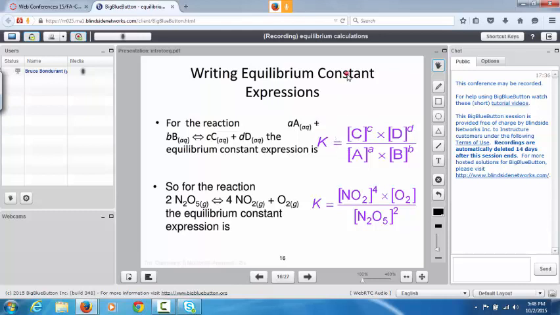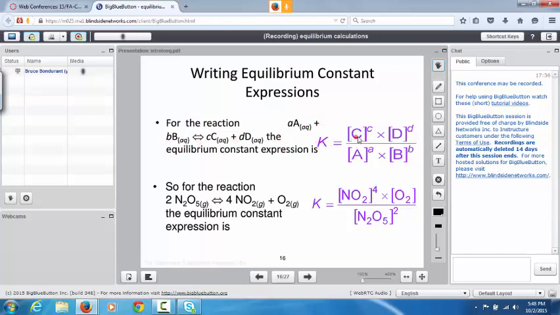So you can write these constants. Essentially, if I have a reaction, some number of A plus some number of B goes to some number of C and D, for example. I should have A in here somewhere. Oh yeah, it's up here: aA plus bB goes to cC plus dD. So this is your generic reaction.